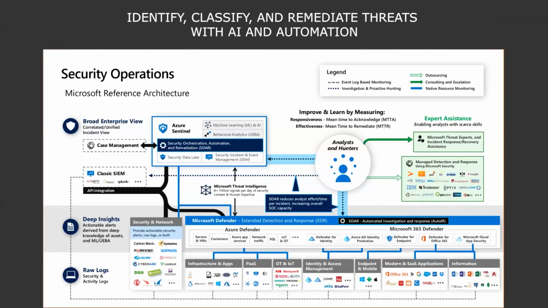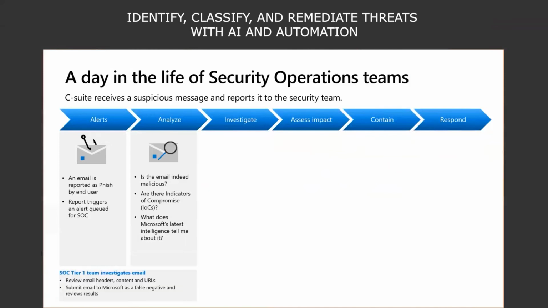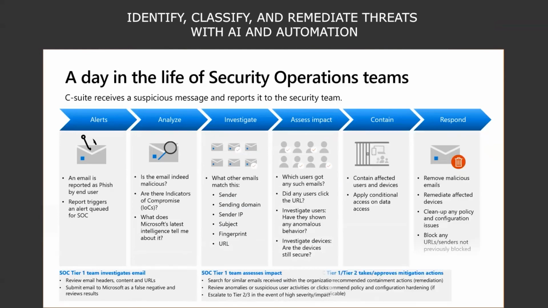So let's dig deeper and look into a day in the life of a security operations team. A common SecOps incident scenario, for example, is one in which a C-suite executive receives a suspicious message and reports it to the security team. You will find that SOC Tier 1 investigates the email. They have lots and lots of questions and things to address. The Tier 1 team assesses the impact, and Tier 1 or Tier 2 takes or approves mitigation action.